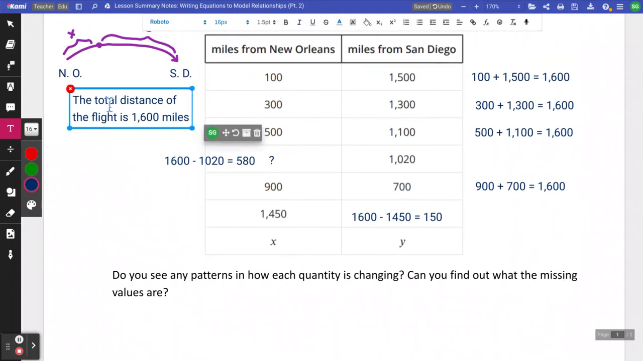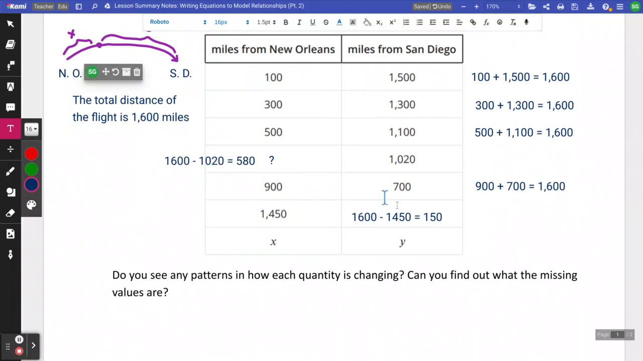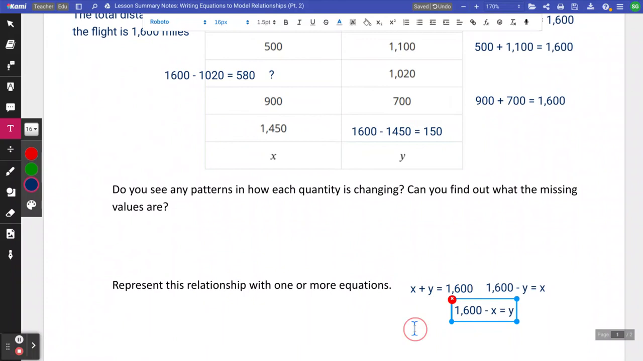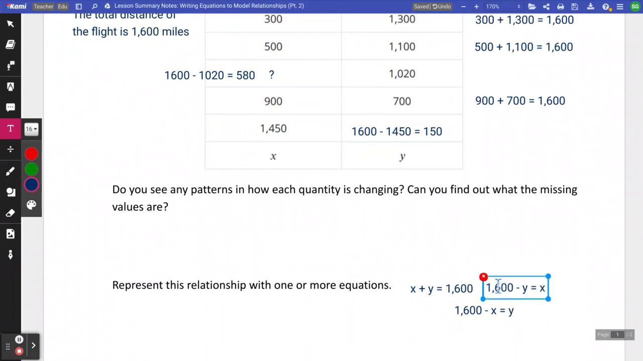They're all related to this idea of the total distance the flight being 1,600 miles. Those subtraction equations are just saying there's a total of 1,600 miles. So if we subtract out what you've already flown, that's going to give you how much you have left to fly. Or if you subtract out what's left of the flight, that's going to tell you how much of the flight you've already done.